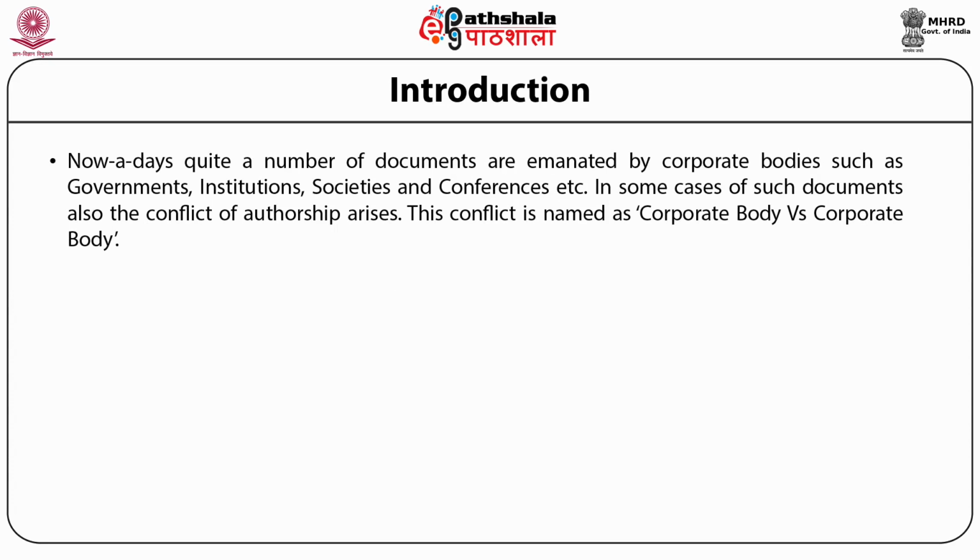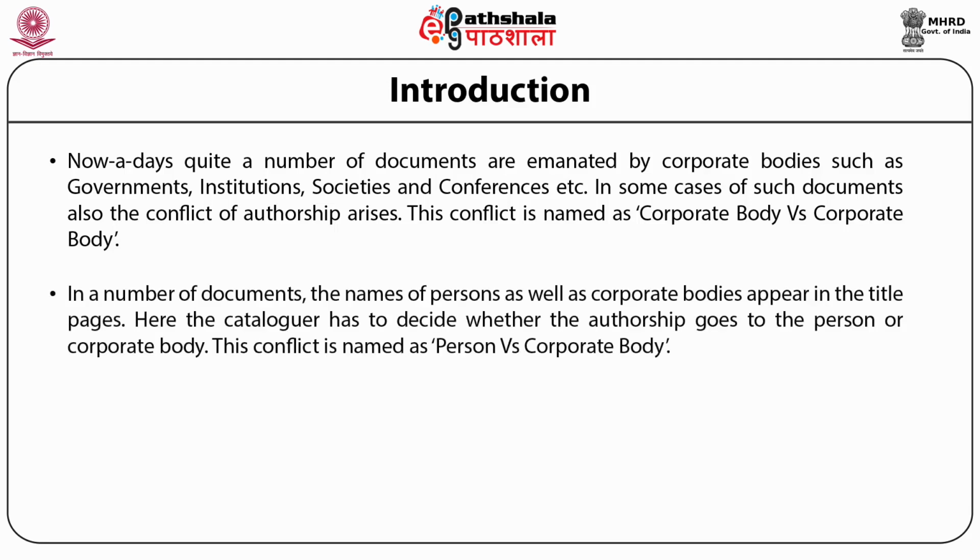Nowadays, quite a number of documents emanate from corporate bodies such as governments, institutions, societies, and conferences. In some cases of such documents, the conflict of authorship also arises. This conflict is known as corporate body versus corporate body. In a number of documents, the names of persons as well as corporate bodies appear on the title pages. Here, the cataloger has to decide whether the authorship goes to the person or the corporate body. This conflict is named as person versus corporate body.